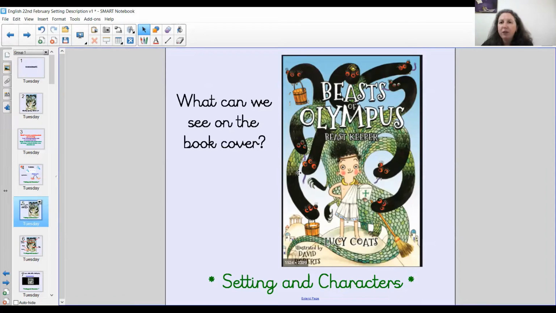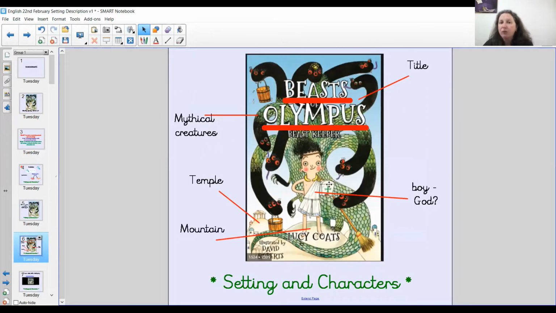Okay, so hopefully you paused it and spent a little bit of time looking at the pictures that you can see, reading the title, and so using those clues. So if I move on to my next screen, remember that we were only thinking about the setting and the characters. So I have highlighted some of the things that I noticed when I was looking at the book cover, which are the clues that I will use.